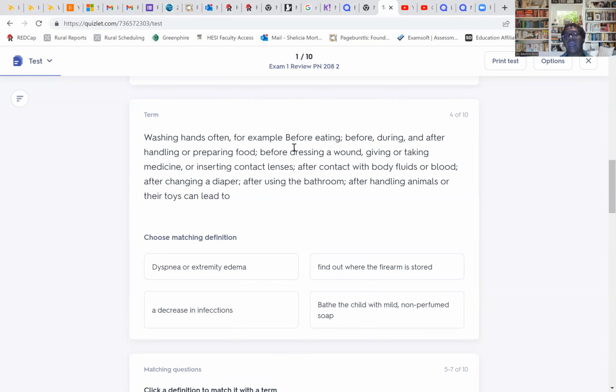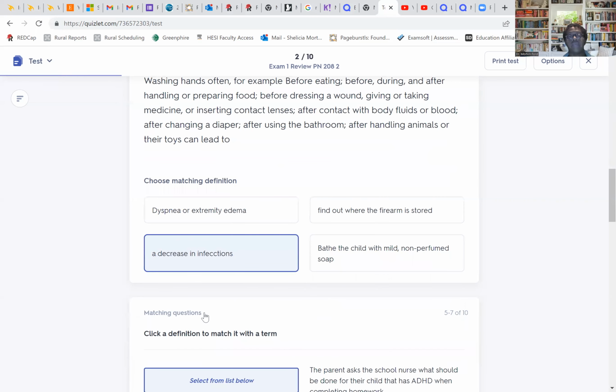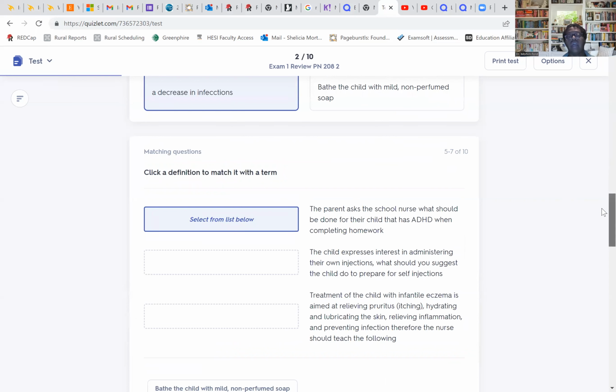Washing hands often. These are just some examples of when you should wash your hands, but we know washing hands is the single most important thing we can do to prevent the spread of infections. So before eating; before, during, and after handling and preparing food; before dressing a wound, giving or taking medication, inserting contact lenses; after contact with blood and body fluids, after changing a diaper, after using a restroom, after handling animals or their toys. You know, we want all these things. You just can never wash your hands enough. All those things decrease infection.